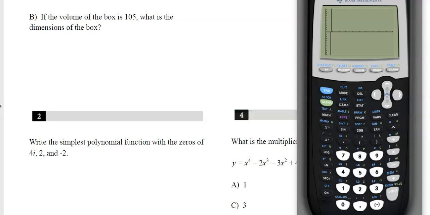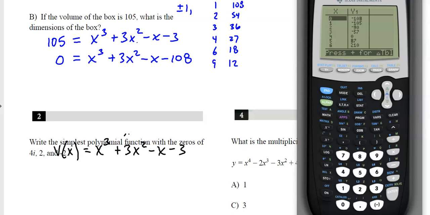Let me just check the table. Second table. And of course my table set's all weird. So table set, start at 0. Let's just go by 1s. Go back to the table. Yeah, so it looks like I have a 0 at 4. So let's give that a shot.